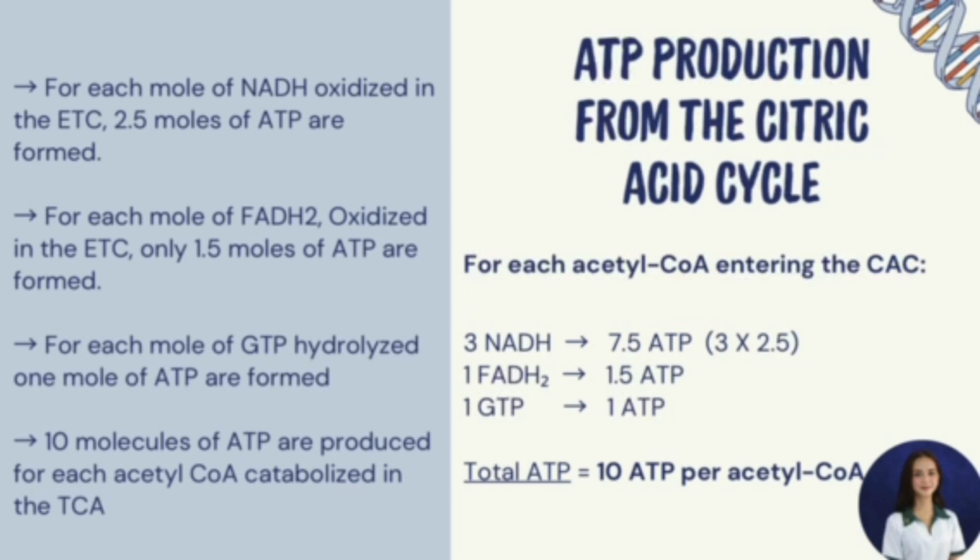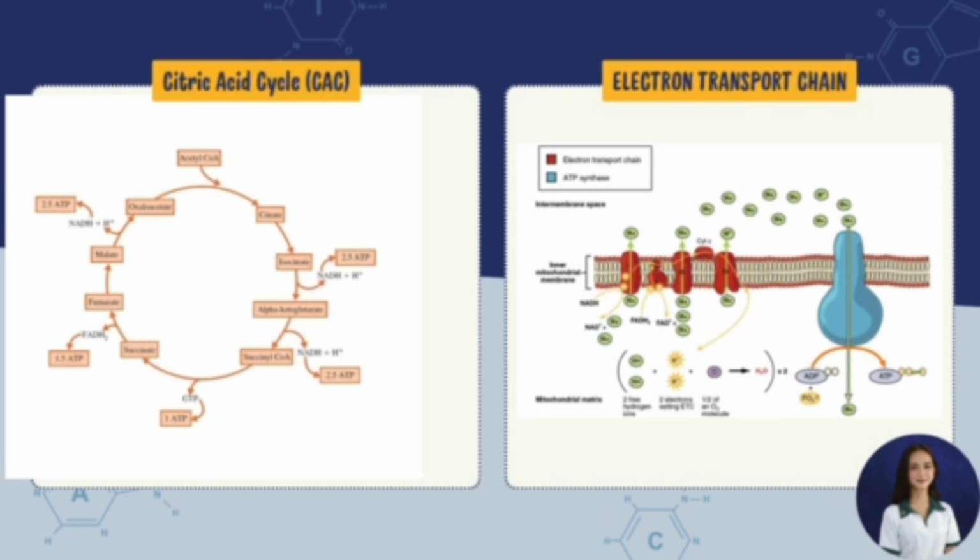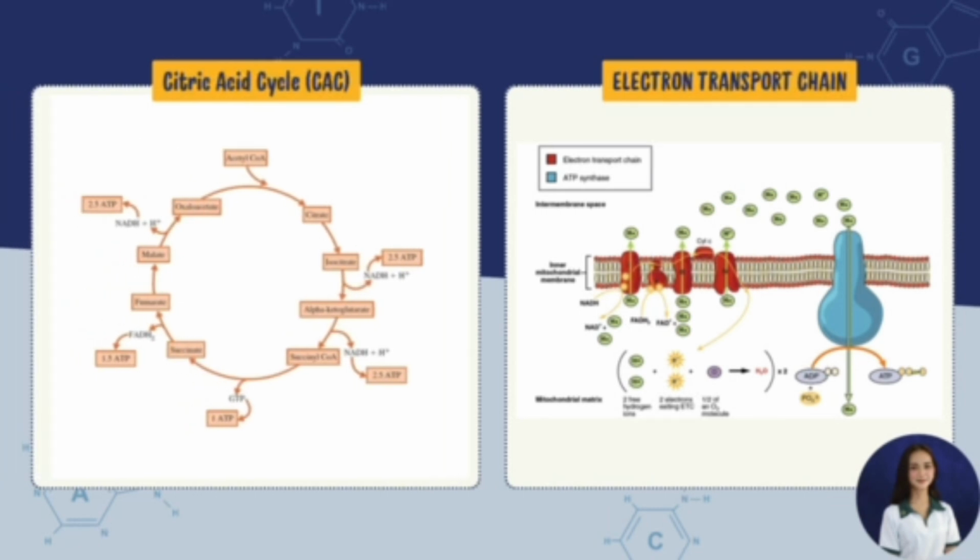Every acetyl coenzyme A entering the citric acid cycle produces 3 NADH, 1 FADH2, and 1 GTP. Thus, 10 molecules of ATP are produced for each acetyl coenzyme A catabolized. Now we have the figure of the citric acid cycle.